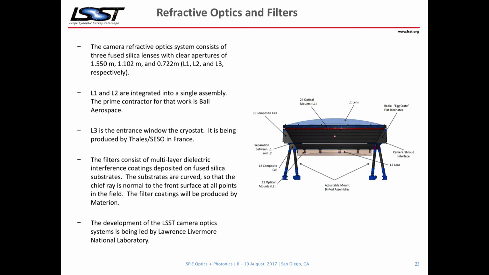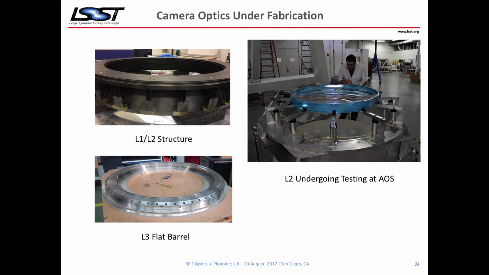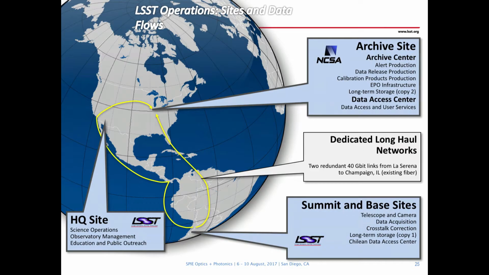And the development of all of the LSST optics is being led by a team at the Lawrence Livermore National Laboratory. So this shows you the optics in progress, the L2 optic undergoing testing at Arizona Optical Systems, the L1, L2 composite structure that will hold them together, and the L3 flat barrel, with its flange that forms the vacuum seal. So let me close with a few slides on the data system.